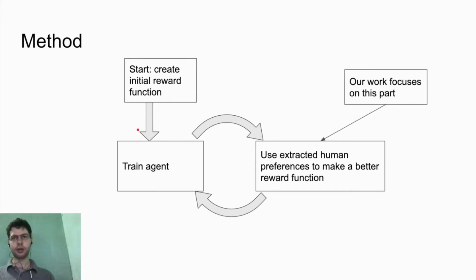So the work that I'll talk about just focuses on the part of if you have a trained reinforcement learning agent, how do you extract human preferences from the agent that it learned?